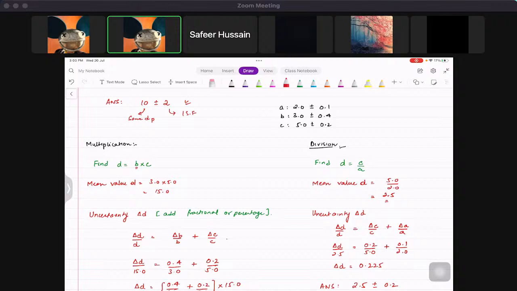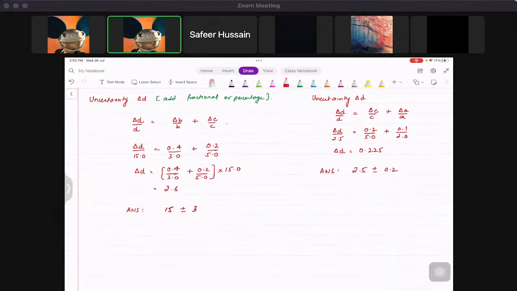To the last thing in uncertainty. Okay. Now the last thing is called power. So they say find D, which is equal to C square times A cube over root of B. Now this is the equation, okay?